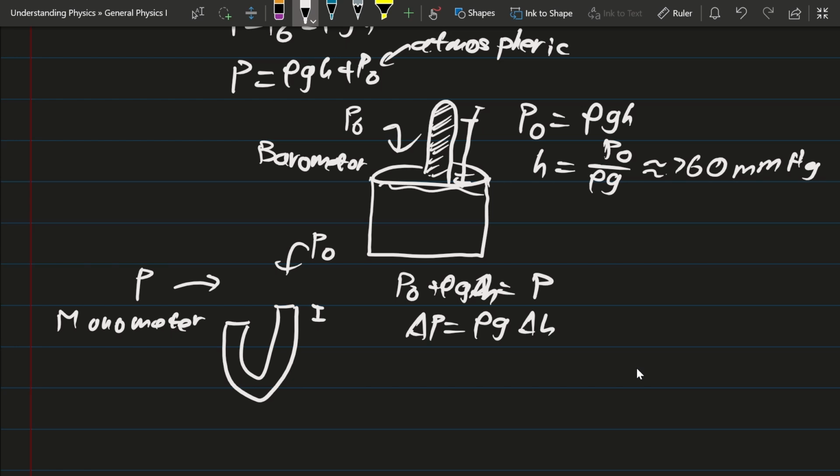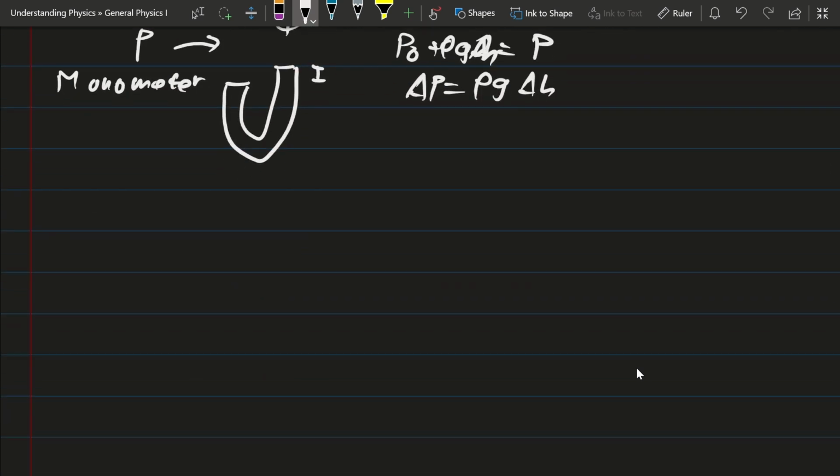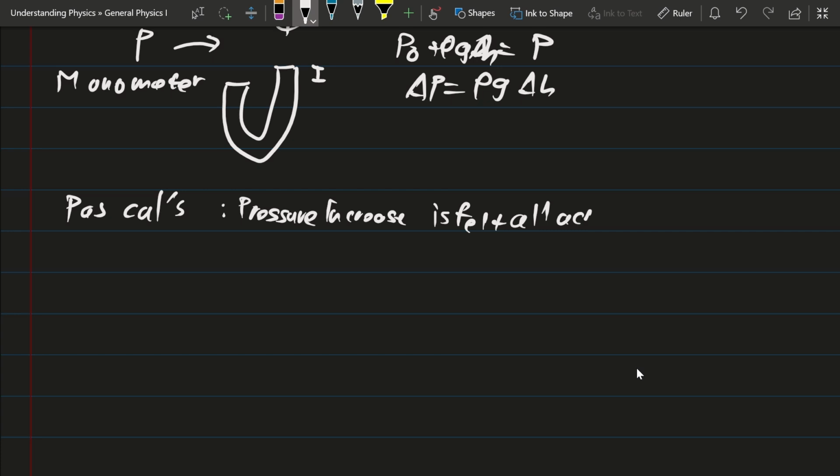So now I want to talk a little bit about certain laws. One of them is Pascal's law, and the other is the buoyancy force, which I will later discuss by the Archimedes principle. So Pascal's law states that pressure increase is felt all across the fluid.